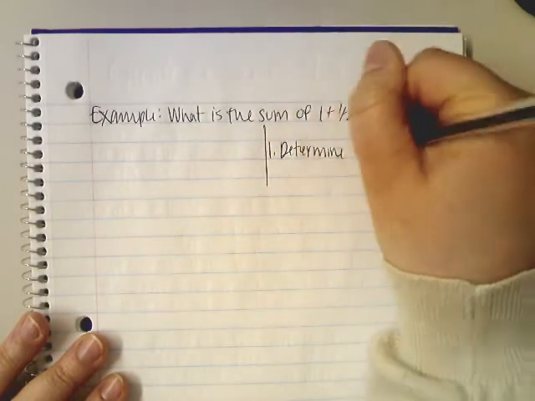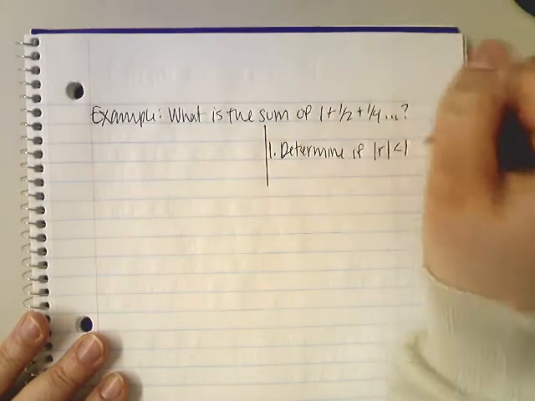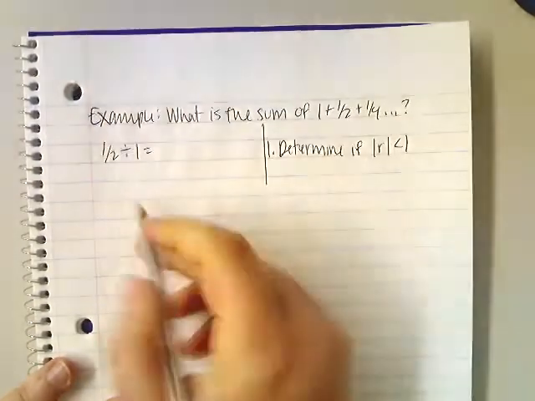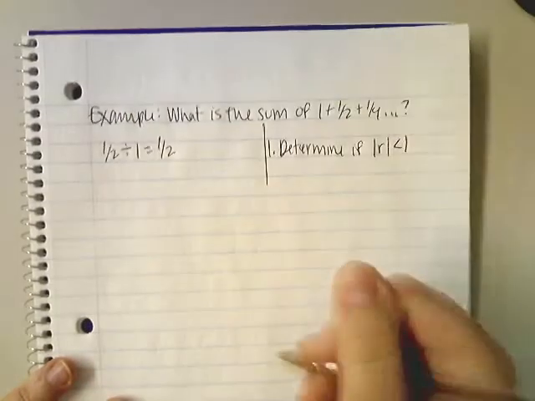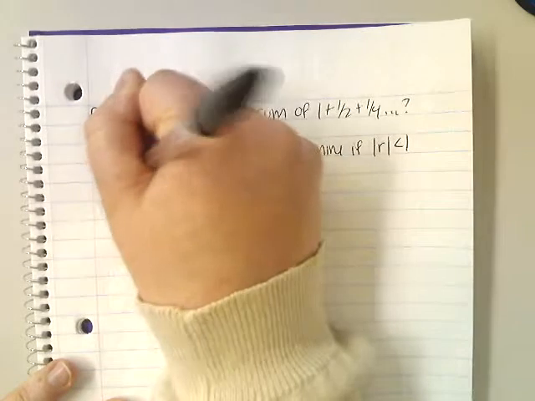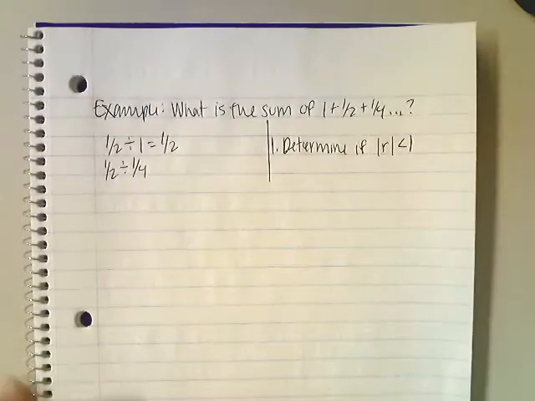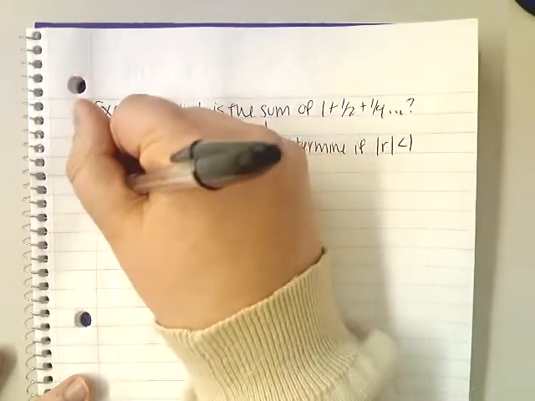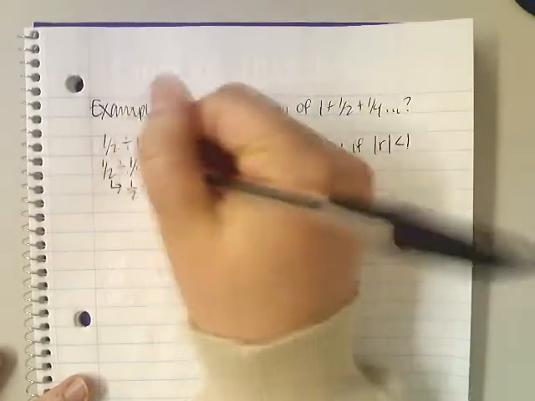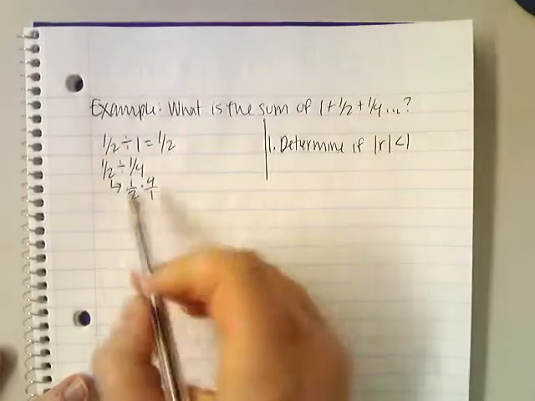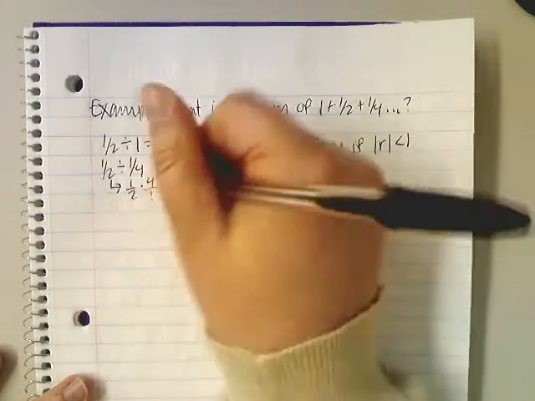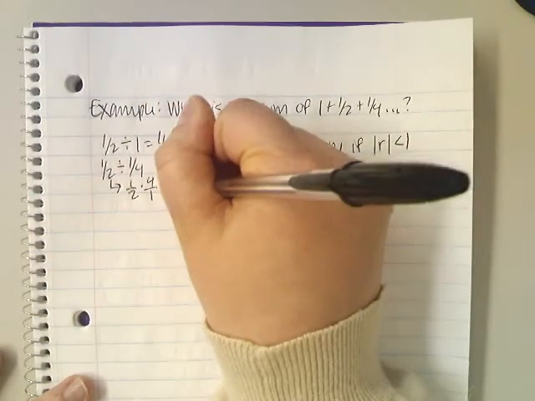Determine if the absolute value of R is less than 1. So to do that, I'm going to do term divided by the previous term. So 1/2 divided by 1 is still 1/2. If you want to double check that, you'd have 1/4 divided by 1/2. That's a quick refresher, since I think some people have probably forgotten. When you divide fractions, you can just flip the second one and multiply straight across. So when I'm dividing 1/4 by 1/2, it's the same as multiplying 1/4 times 2 over 1.